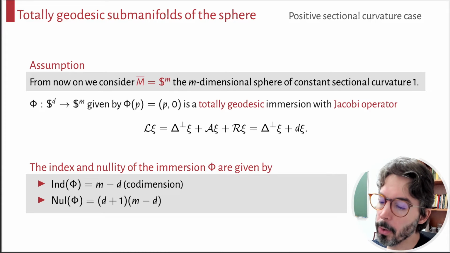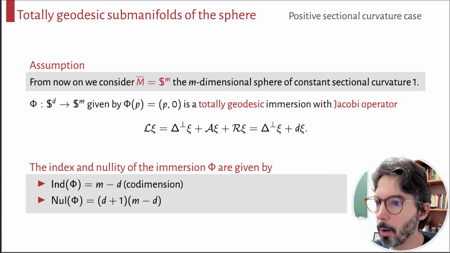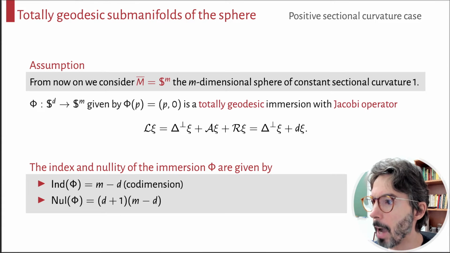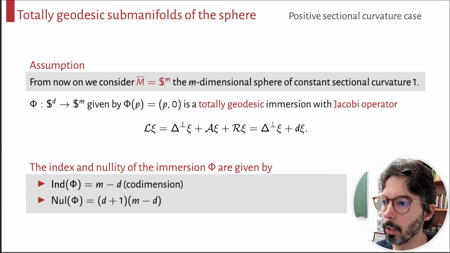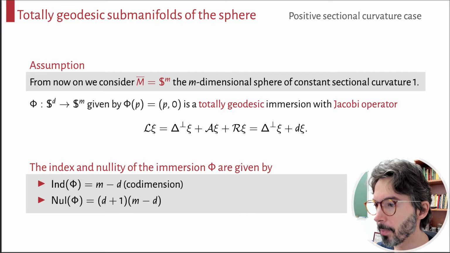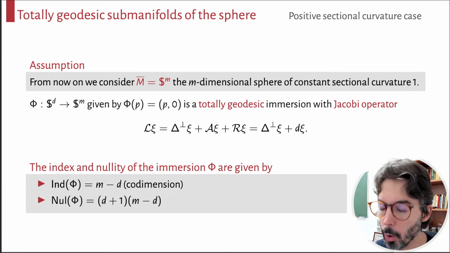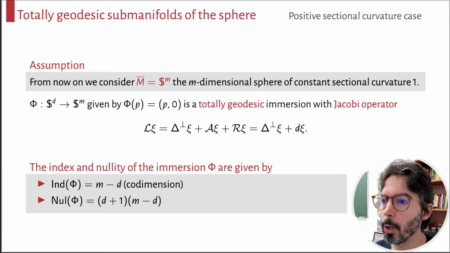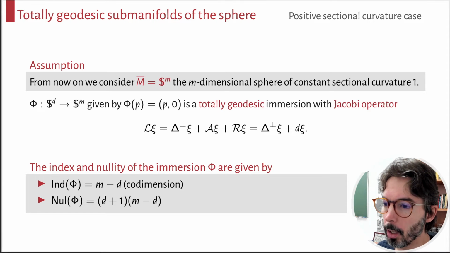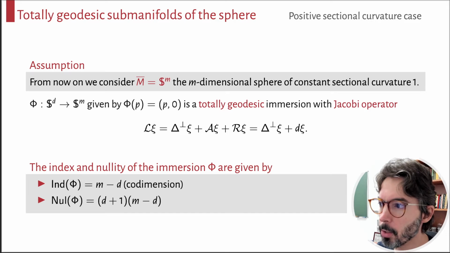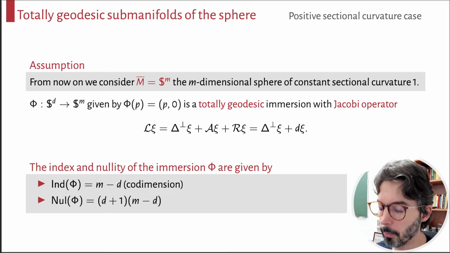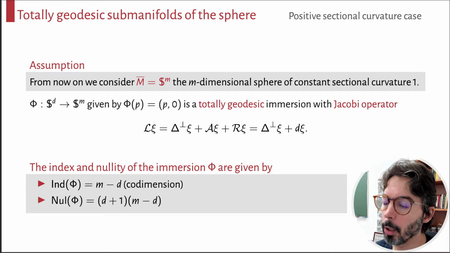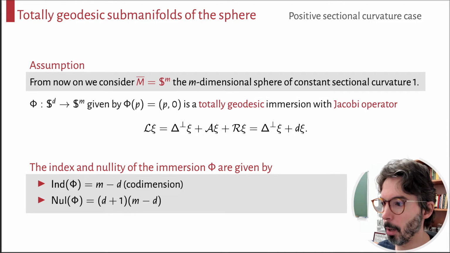Okay, so now we fix our ambient manifold to be a sphere of constant sectional curvature 1, and we consider phi, a totally geodesic immersion. It is well known that this phi is actually just an equator or a great sphere, and the Jacobi operator is just the normal Laplacian plus the dimension of the totally geodesic great sphere times the normal vector field psi. The Jacobi operator is actually just a translation of the normal Laplacian.